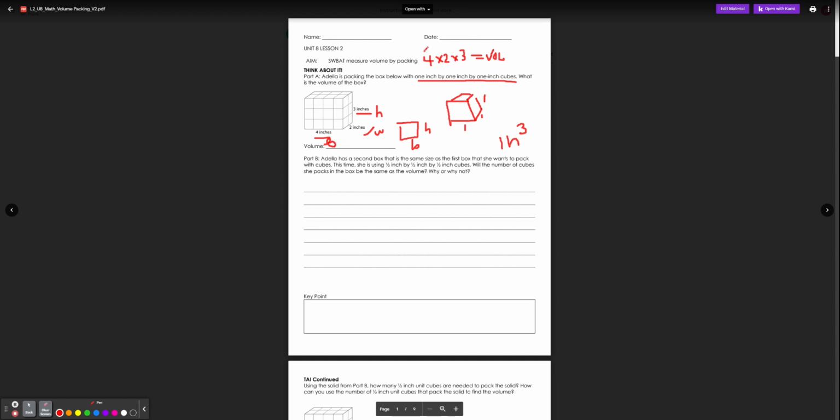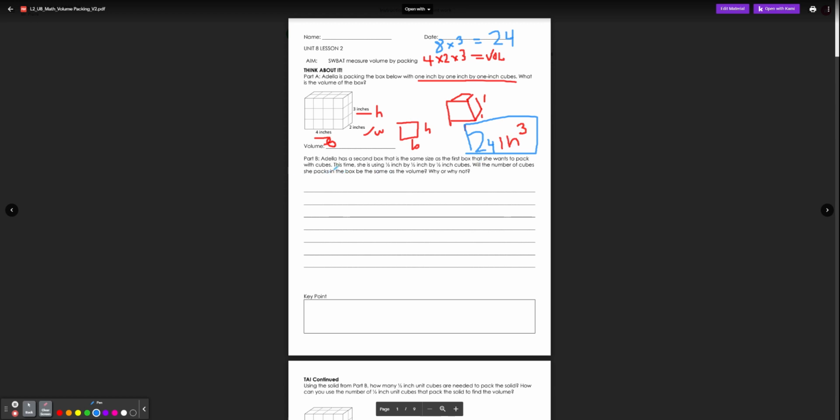So 4 times 2 is 8. So let's use a different color. 4 times 2 is 8. And 8 times 3 would be equal to 24. So the volume for this particular rectangular prism would be 24 inches cubed, or cubic inches.